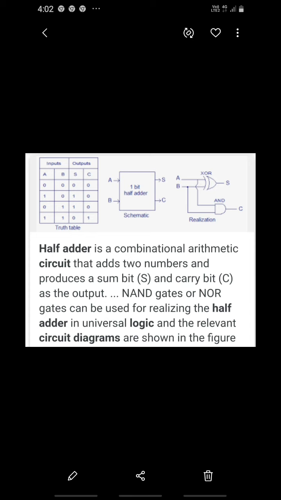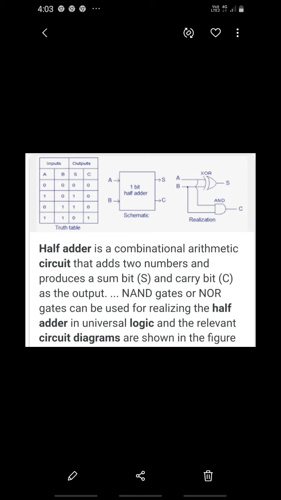So you observe here in the output, the carry indicates the output of the AND gate, and sum indicates the output of the XOR gate. So based on that, you can draw the logic diagram of the half adder here.